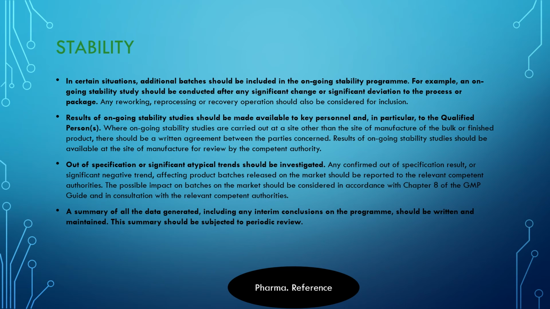In certain situations, additional batches should be included in the ongoing stability program. For example, an ongoing stability study should be conducted after any significant change or significant deviation to the process or package. Results of ongoing stability studies should be made available to key personnel and in particular to the qualified person.